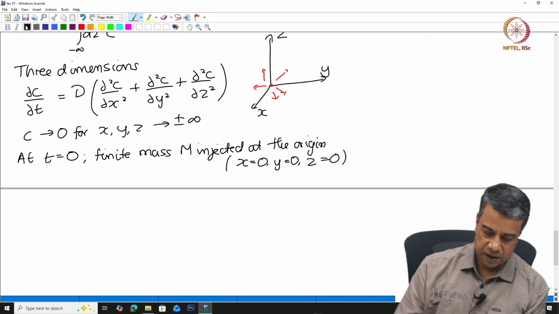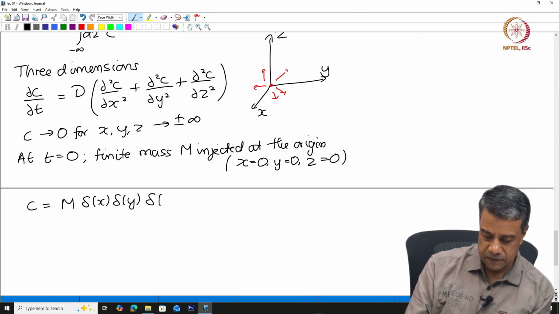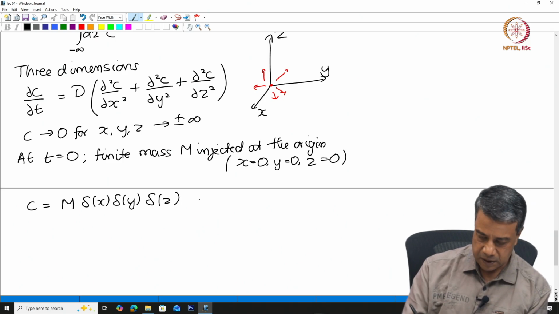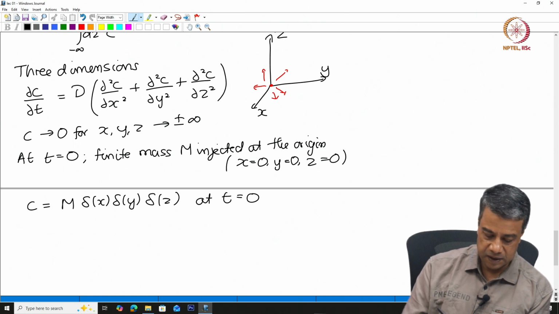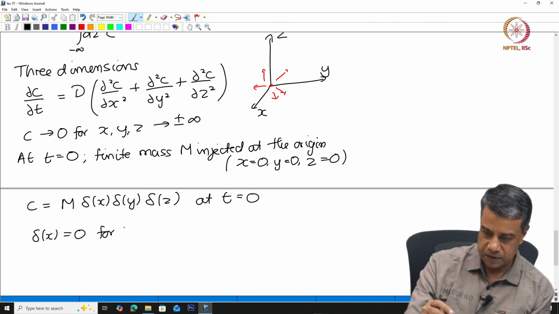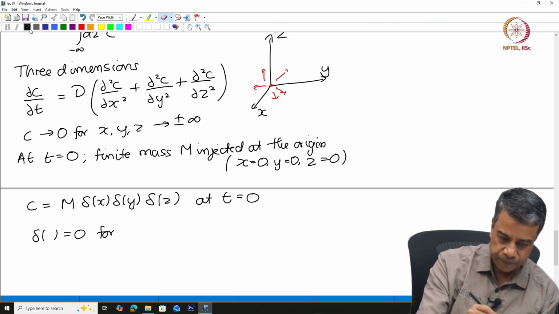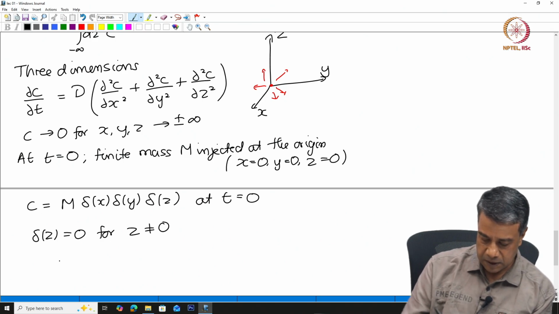So, this thing is written as C is equal to m times delta of x, delta of y, delta of z, at t is equal to 0. The product of 3 delta functions. Note that the delta function is defined such that delta of z is equal to 0 for z not equal to 0, and the integral from minus infinity to infinity dz delta of z is equal to 1.